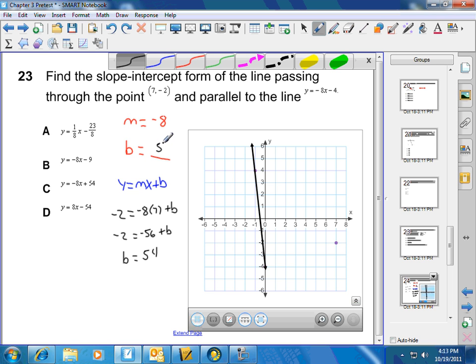Okay, so that's my y-intercept. Now I have everything I need to write my equation. y is equal to m, which is -8, times x, and then my y-intercept is 54. So I have y is equal to -8x plus 54, which is C.